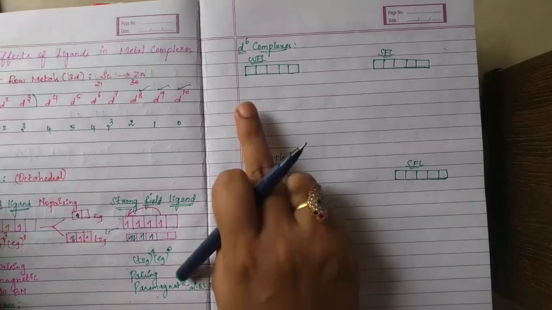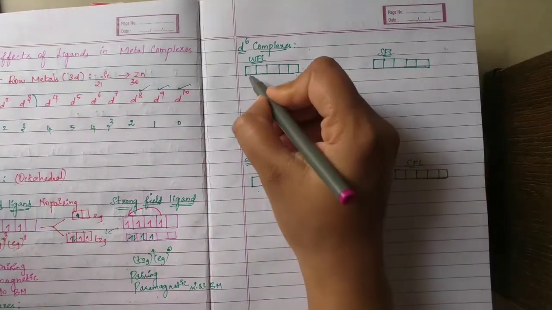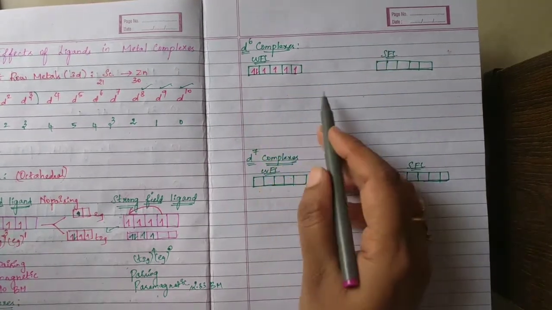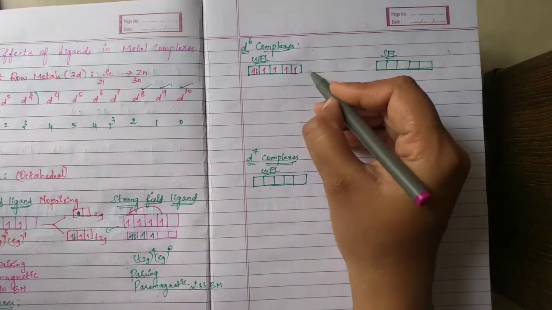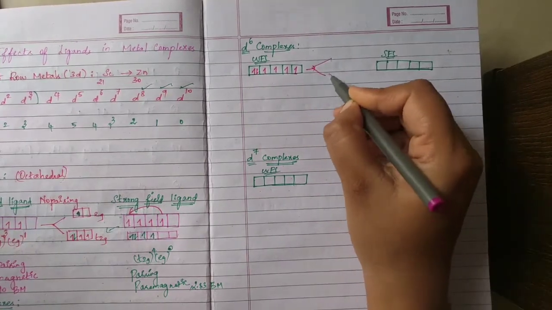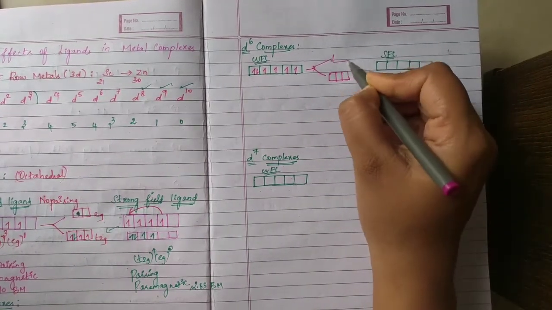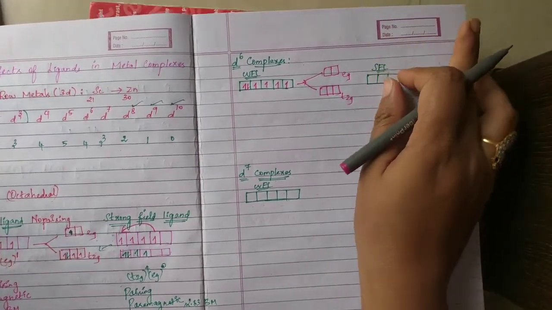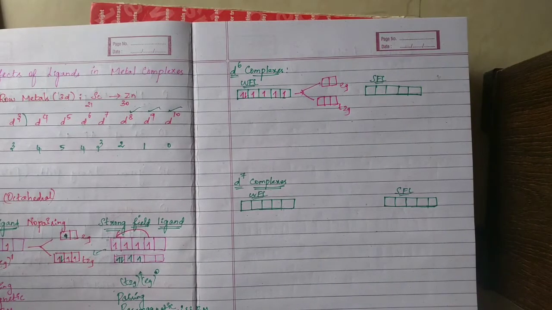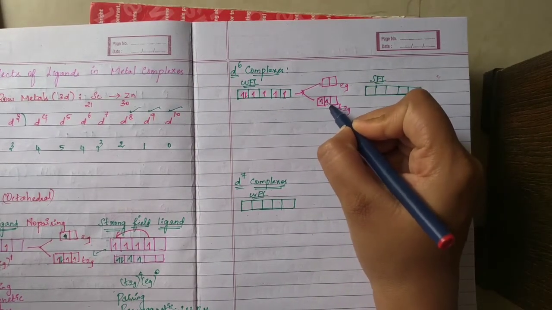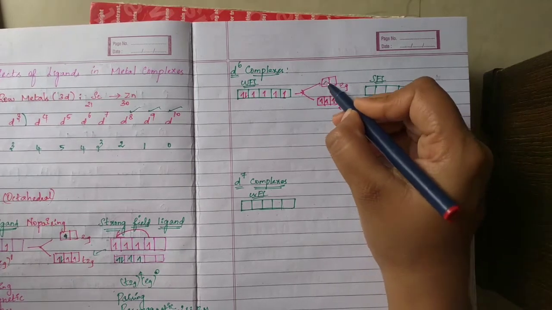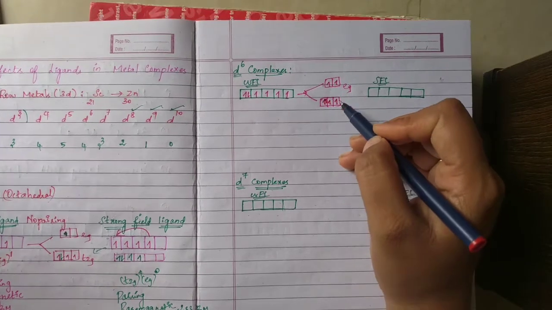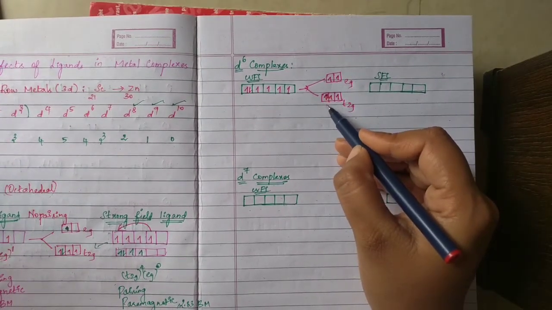Next, d6 complex. First, electrons: 1, 2, 3, 4, 5, 6. So in this case, when it splits, it means 3 boxes in t2g and 2 in eg. See students, here 1, 2, 3, 4, 5, 6. Weak field means first all the orbitals are filled, then the extra electron goes down for pairing.